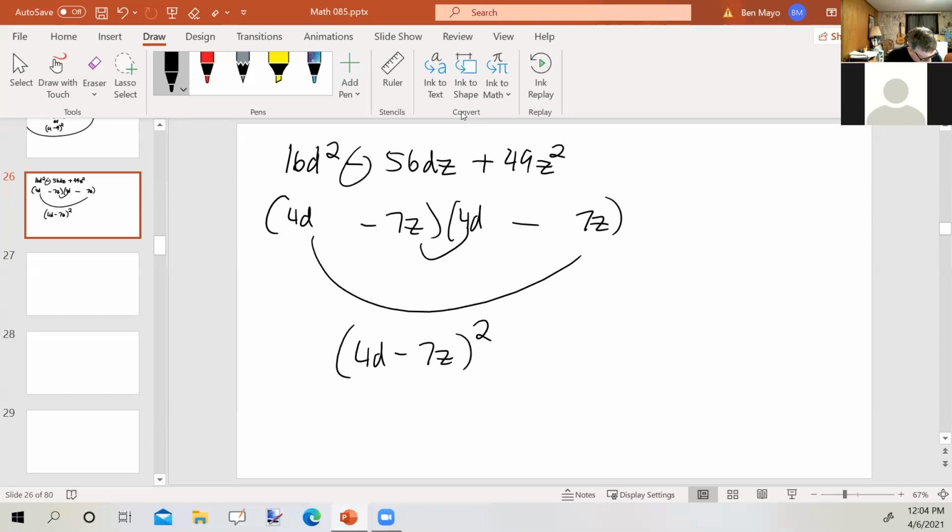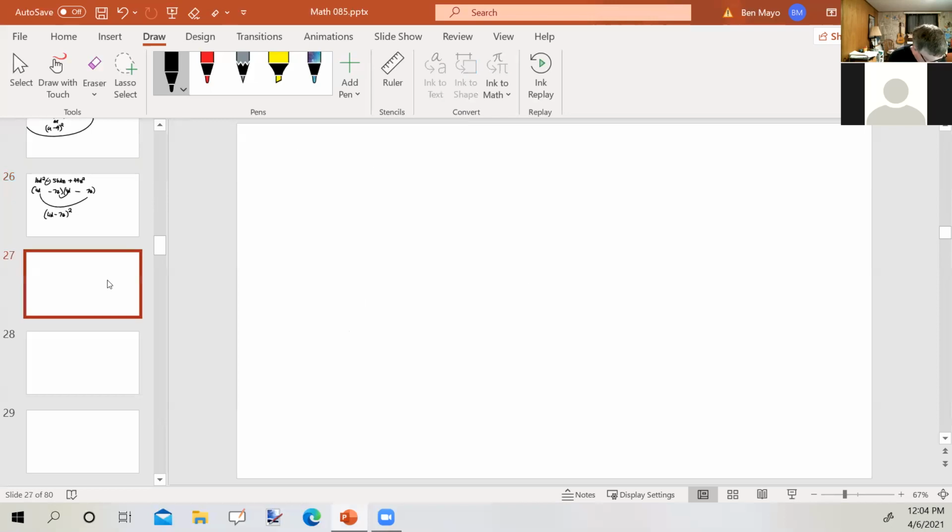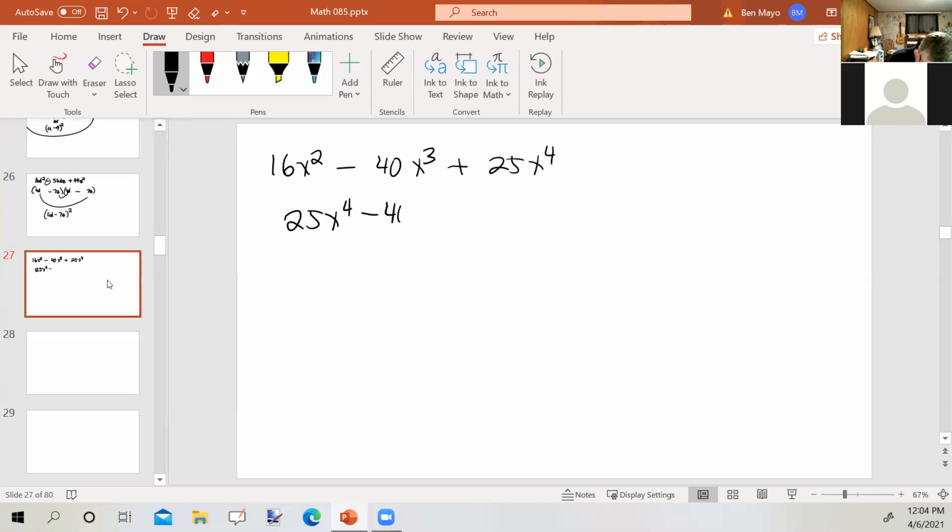Let's see here. How about this one? 16x squared minus 40x cubed plus 25x to the fourth. This is a trinomial, but it's not in standard form. So let's put it in standard form. Okay. It has a greatest common factor. So let's take out the greatest common factor.